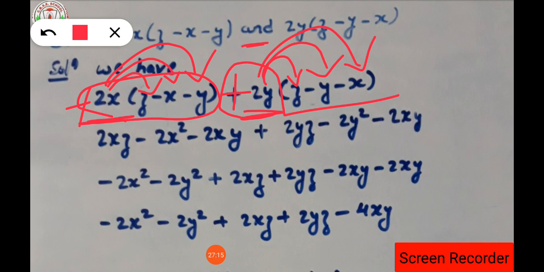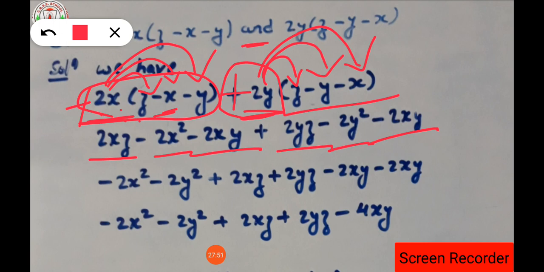Okay. So first, when 2x multiplies with z, it becomes 2xz. When 2x multiplies with x, it becomes minus 2x square. Then multiplying with y, minus 2xy. Then 2y multiplies with z, it becomes 2yz. Then 2y multiplies with minus y, it becomes minus 2y square. Then 2y multiplies with minus x, it becomes minus 2xy. Clear? Now what do we have to do?